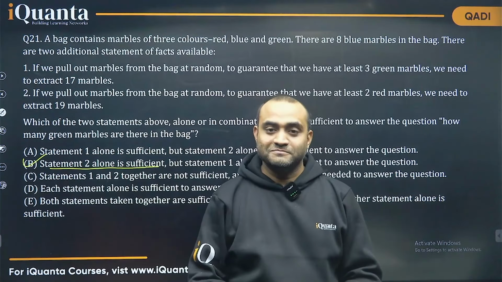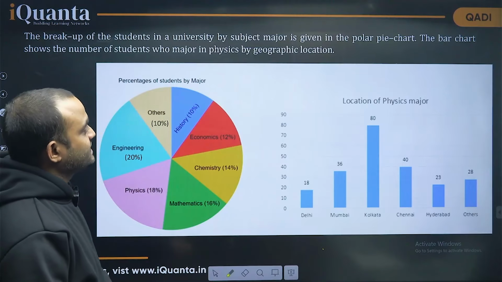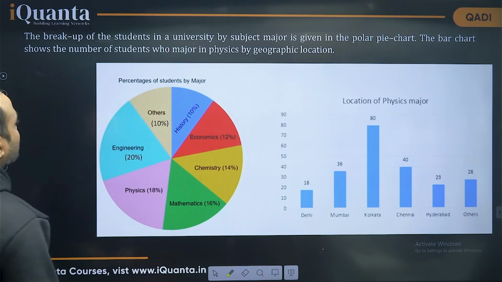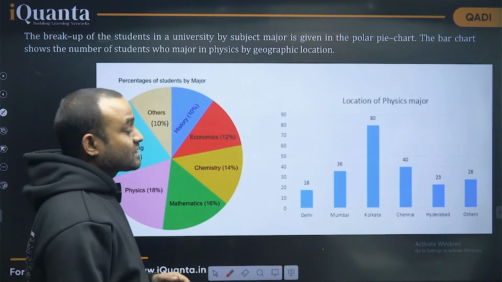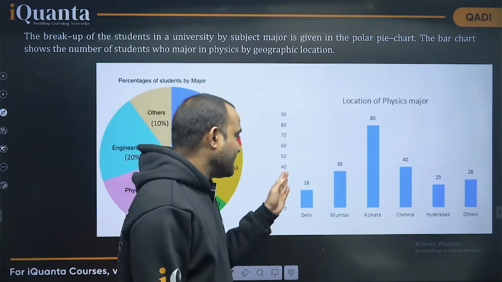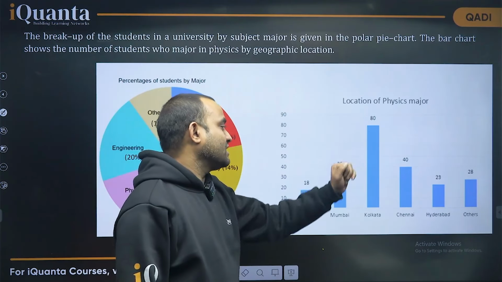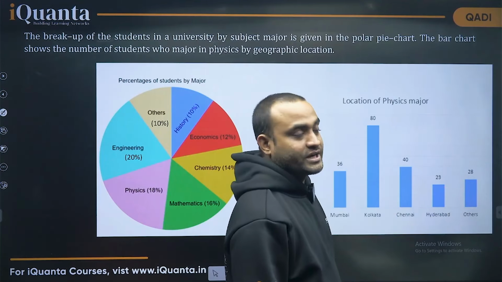Answer is option B. The breakup of the students in a university by subject major is given in the polar bar chart, this one. The bar chart shows the number of students who major in physics by geographic location. So in Delhi, 18 physics majors, in Mumbai 36, in Kolkata 80, Chennai 40 physics majors, Hyderabad 23, others 28.